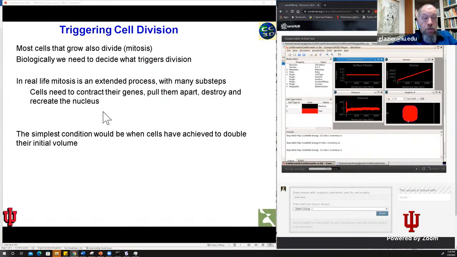In reality, as we mentioned with checkpoints, the chemical signals that determine when a cell divides are very complicated. In our case, to begin with, we're going to use the simplest possible assumption that we can have, which is that we're going to have the cells divide when they reach a target volume, conceptually when they've doubled in volume from their initial state.